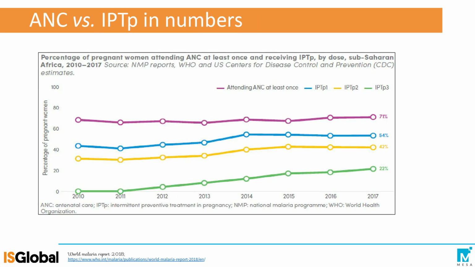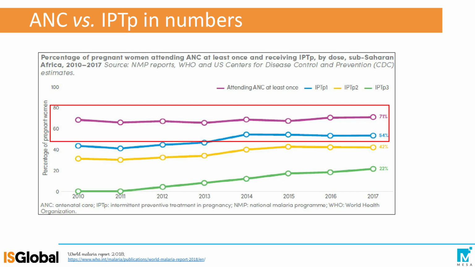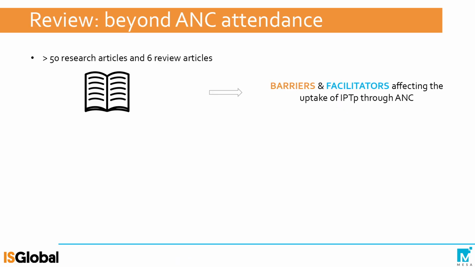This is a graph from the recent malaria report from 2018, where we see the coverage of the 3 IPTP doses and ANC attendance in purple. What I want to highlight here is the difference between the first dose and ANC attendance. Even though we find 70% attendance to ANC, we see around 54% delivery of the first dose of IPTP. So what I did more or less a year ago is a literature review on operational and implementation research, and I found a lot of literature, over 50 papers on this, and even 6 review articles already, that describe barriers and facilitators of this issue.